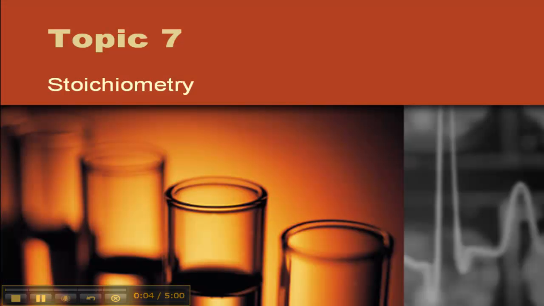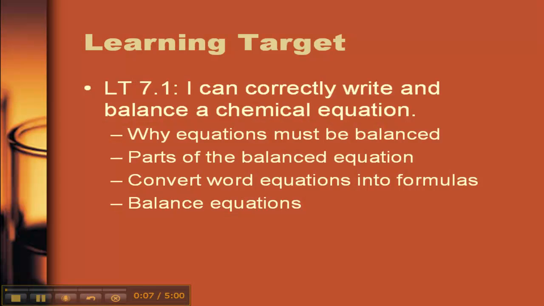So we're going to start our stoichiometry unit today, and our first learning target, 7.1, we're going to learn how to correctly write and balance chemical equations. So you need to know why equations have to be balanced, the different parts of the equation. You need to know how to convert word equations into formulas, which is just formula writing, and you need to know how to balance them.